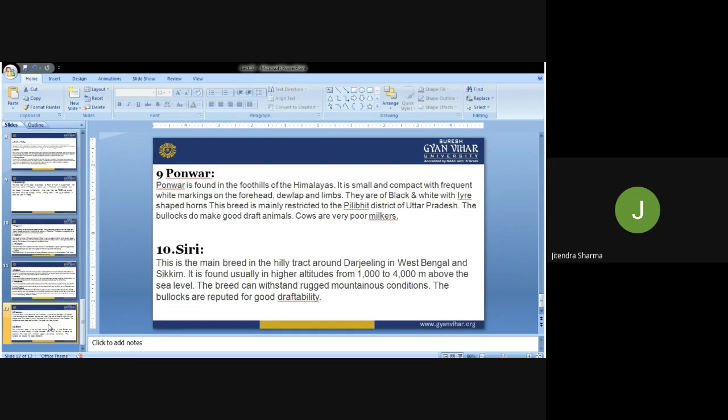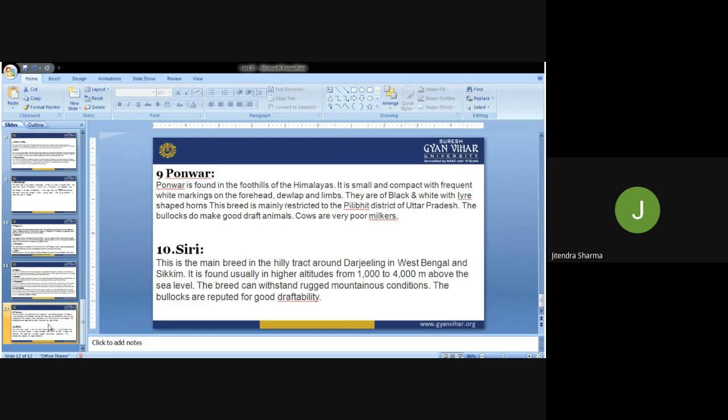Now we have the Power breed. Power is found in the foothills of the Himalayas, the Himalayan breeds. It is small and compact with frequent white marking on the forehead, developed limbs. Limbs are well developed. They are black and white with iron shaped horns. This breed is mainly restricted to Pilibhit district of Uttar Pradesh. The bullocks do make good draft animals. Cows are very poor milkers.